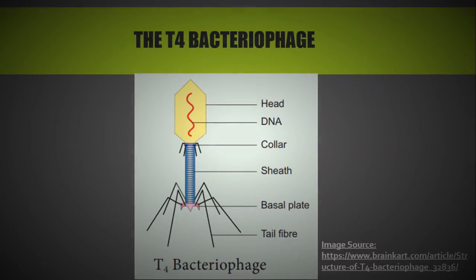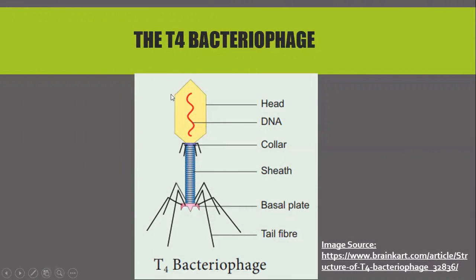T4 bacteriophage is a phage that infects E. coli bacteria. It contains an icosahedral head that contains a double-stranded DNA genome. It has a hollow tail and there are tail fibers. These tail fibers help in attachment of the phage to the host cells. So the head is the part that has the genome, the nucleic acid, and the tail and related structures are involved in attachment of the phage, and these will help in the entry of the nucleic acid into the host cell.